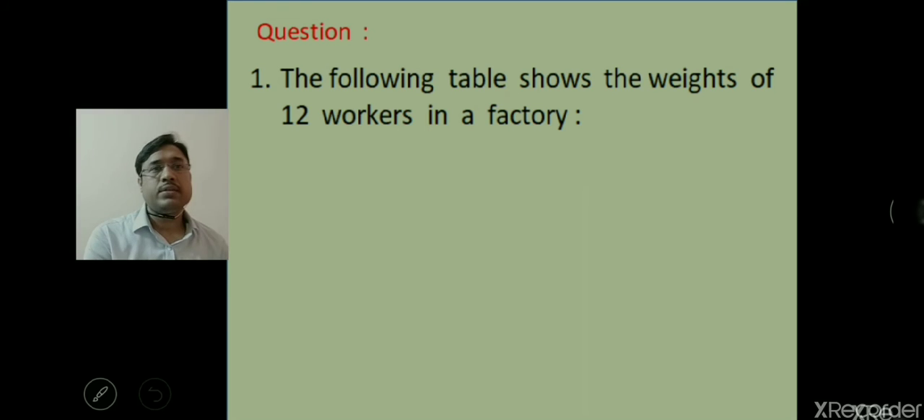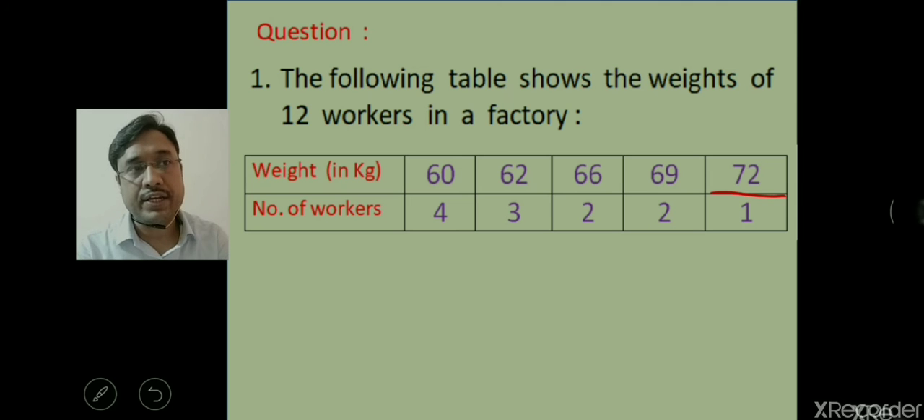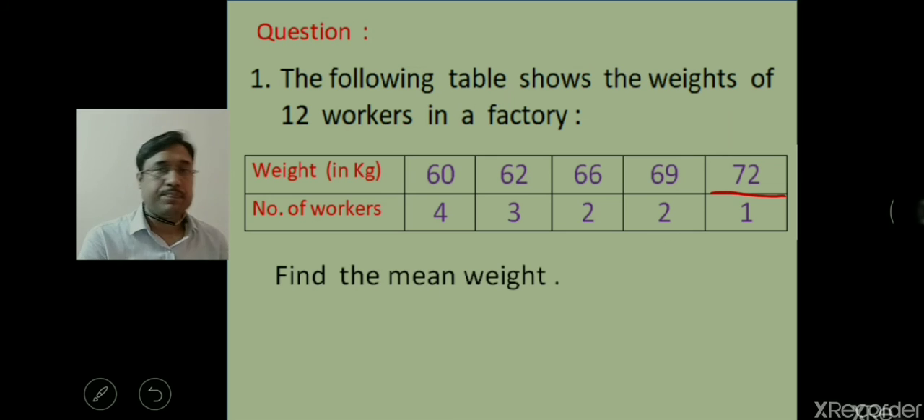Now the question: the following table shows the weights of 12 workers in a factory. 60 kg, 4 workers; 62 kg, 3 workers; 66 kg, 2 workers; 69 kg, 2 workers; and 72 kg, 1 worker. Find the mean weight, that is, the mean of the weights given here.